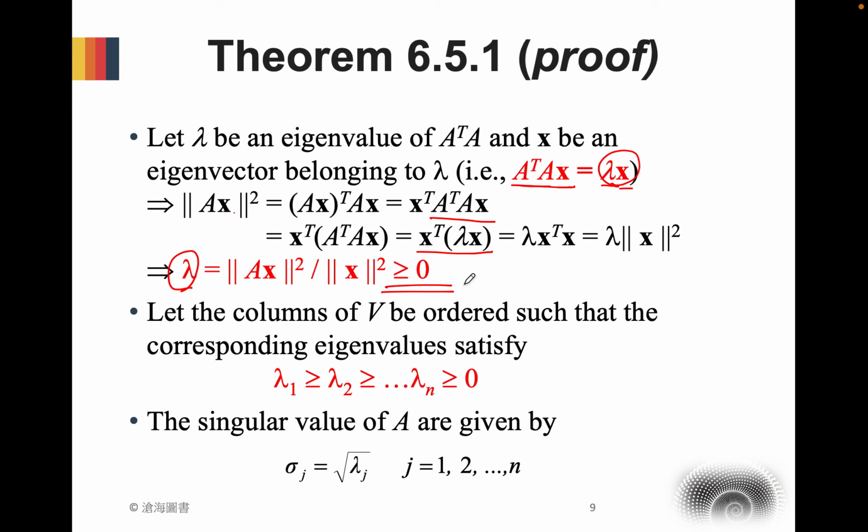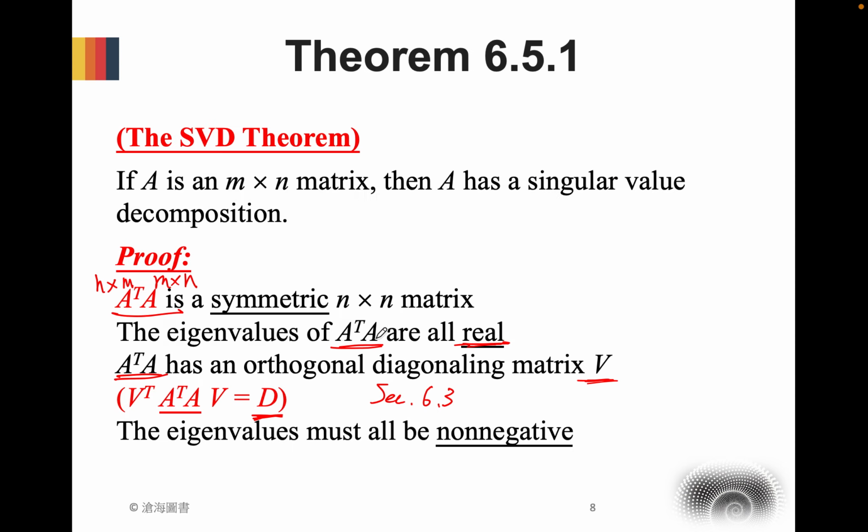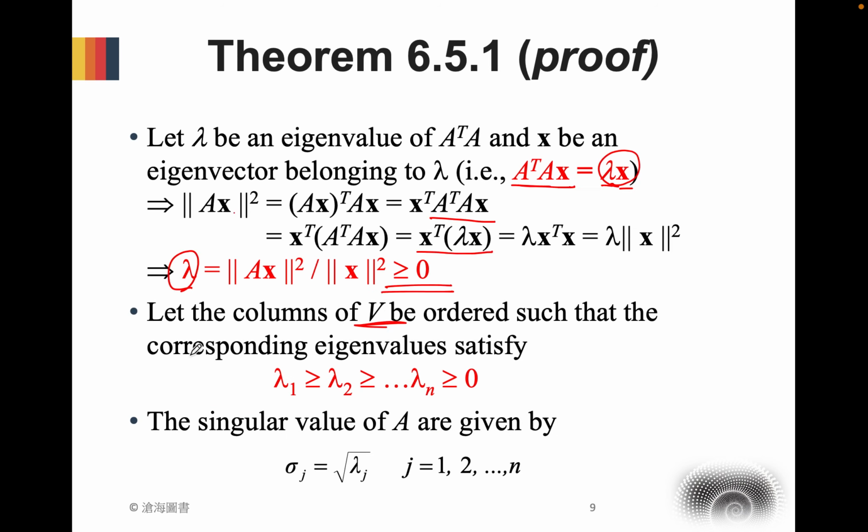And now, the columns of V, what is V? V is the diagonalizing matrix that can do this. Okay? So let the columns of V be ordered such that the corresponding eigenvalues satisfy lambda 1 larger or equal to lambda 2 larger or equal to ... lambda n larger or equal to 0.